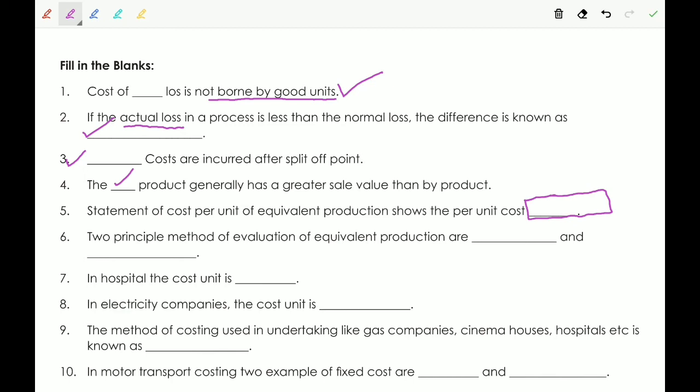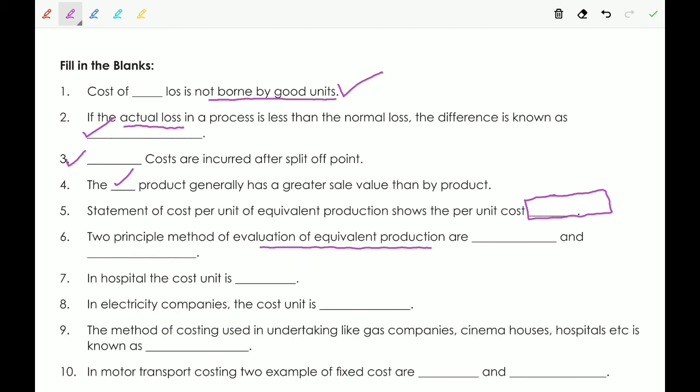Next, sixth one, two principal methods of evaluation of equivalent production are dash and dash. We use FIFO method and average method. These are the two methods. Next, seventh one, in hospitals the cost unit is per bed. Next, eighth one, in electricity companies the cost unit is kilowatt hours. Already earlier also it came.